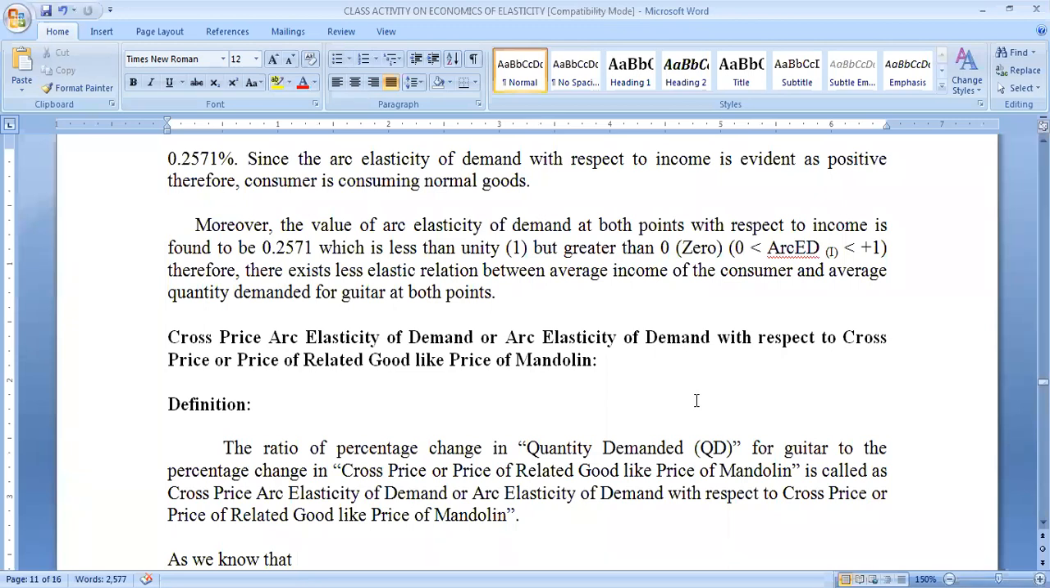So we are finding out arc elasticity of demand with respect to price of related good. The definition is the ratio of percentage change in quantity demanded for guitar to the percentage change in cross price, or price of related good, like price of mandolin. It is called cross price arc elasticity of demand, or arc elasticity of demand with respect to cross price or price of related good like price of mandolin.